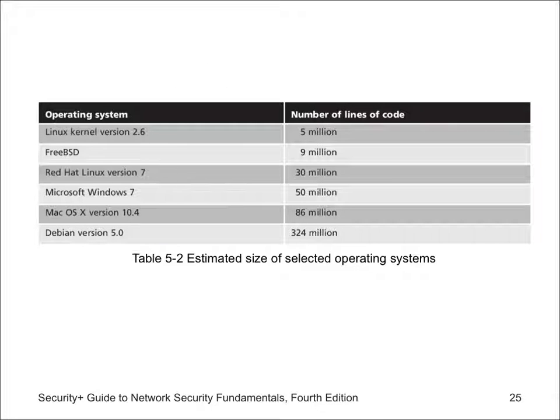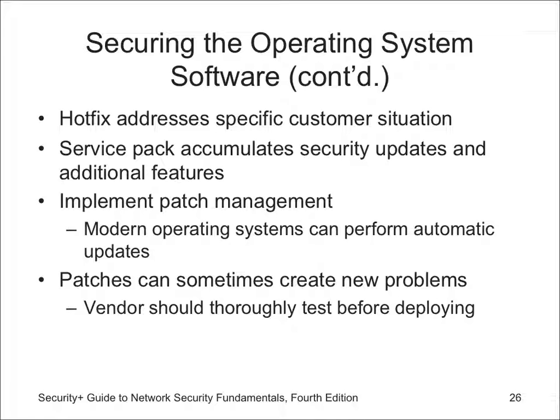Here are some examples of operating system code lines over the years up till present. Linux, 5 million lines of code. FreeBSD, 9 million. Red Hat Linux, 30 million. Microsoft 7, 50 million. Mac OS 10.4, 86 million. Debian, 324 million lines of code. An example of an application I built for a company since 2009 has 2.5 million lines of code. Just one application. And so operating systems, again, are much bigger and more complex than an application, and so the size really increases because of that as well.